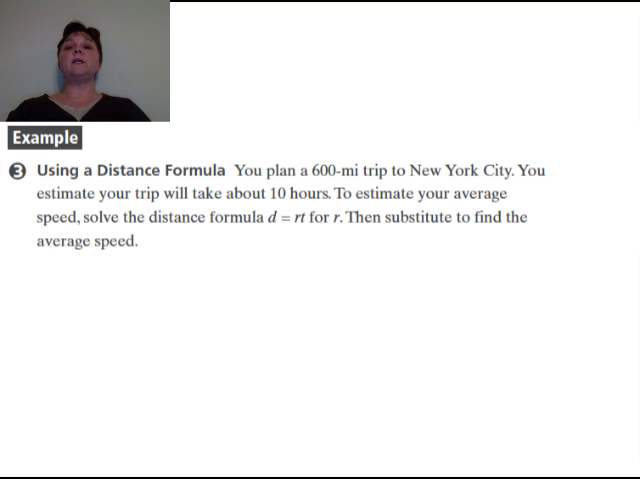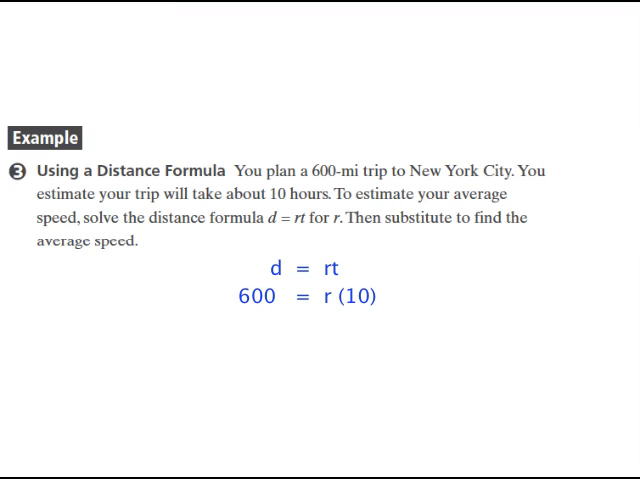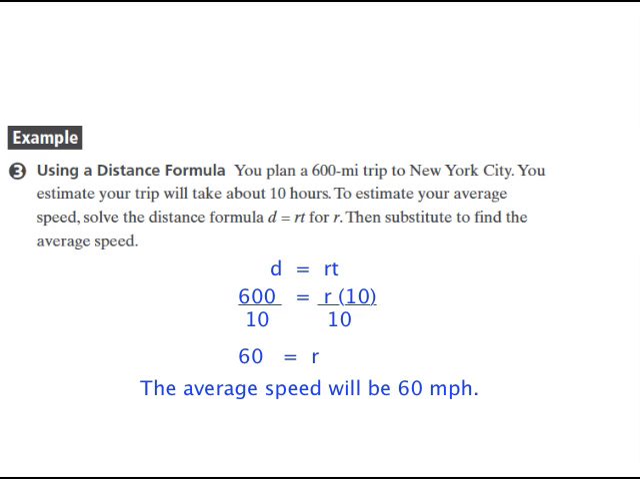So we're going to use the formula d equals rt. We know the distance is 600. We know that the time is 10. So we have 600 equals r times 10. Now divide both sides by 10. So you have 600 divided by 10 equals r10 divided by 10. Those 10s cancel each other out on the right. 600 divided by 10 is 60. So your average speed is going to be 60 miles per hour.